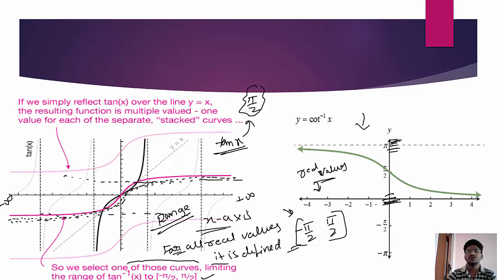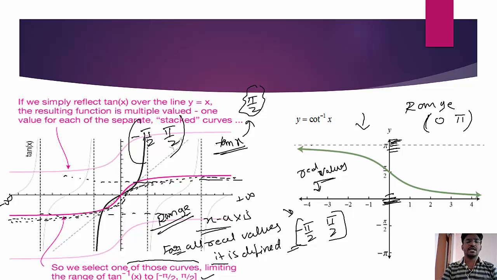Clear, students? So this is a simple understanding of tan inverse and cot inverse x, because cot inverse and tan inverse are defined for all real numbers, but the range is very, very important. Range for the tan inverse x is minus pi by 2 to plus pi by 2, and here for cot inverse it is 0 to pi.